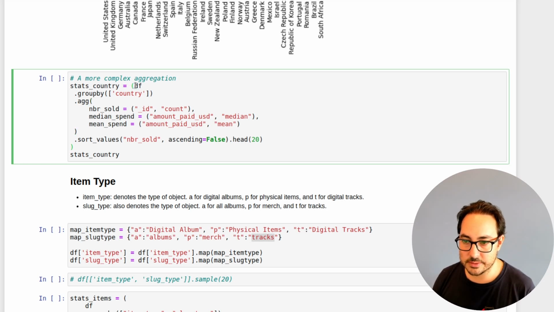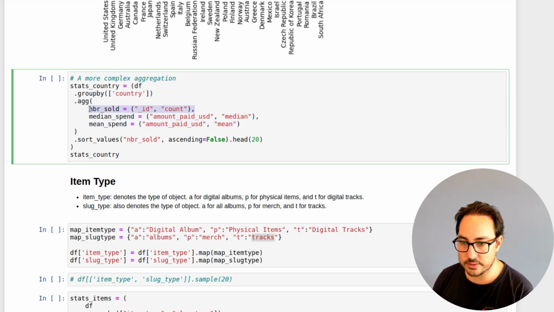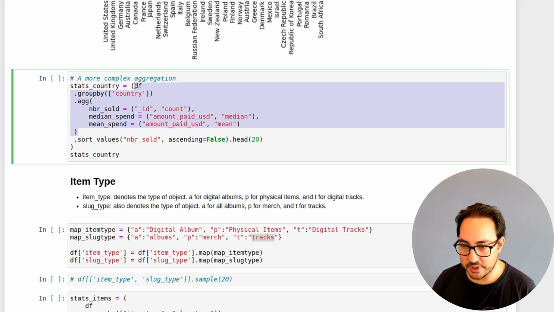Here I have another summary statistic by country. Let me unpack this part. I have the data frame here. I'm grouping by country, and then I'm doing an aggregation. In this aggregation, I'm counting the number of items sold. Here I'm passing the variable, and here I'm passing the function I want applied, and I define the column name. What this syntax allows me to do is use a column here and a different column here. Then I'm doing the median of the amount paid, and the average of the amount paid. So that's what's happening up to here.